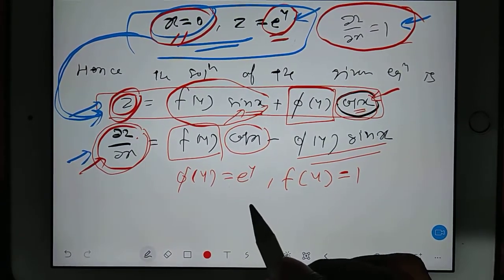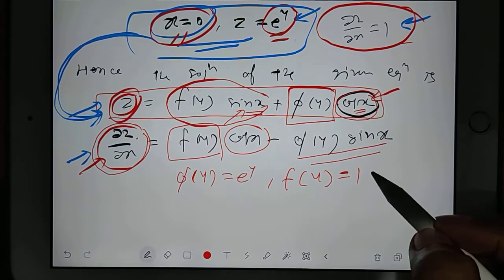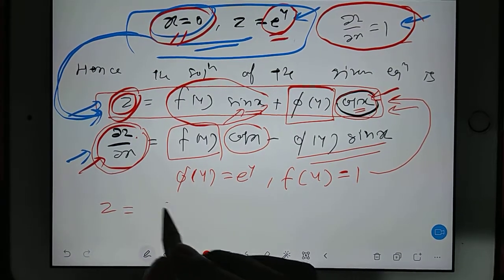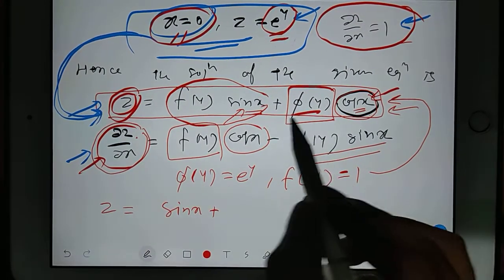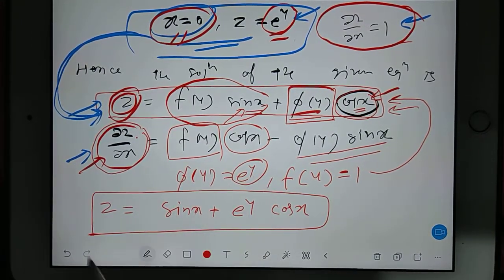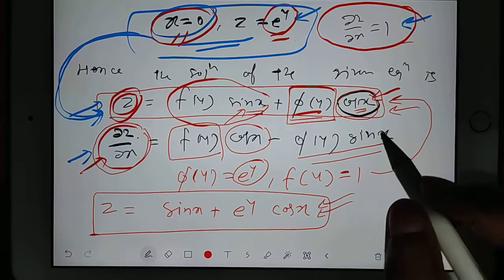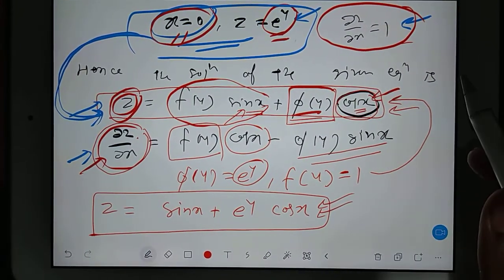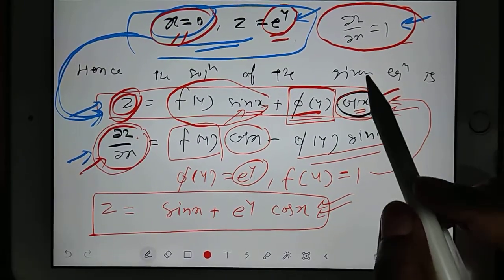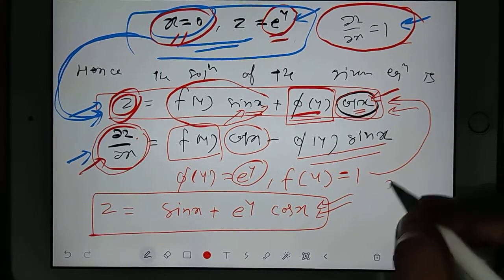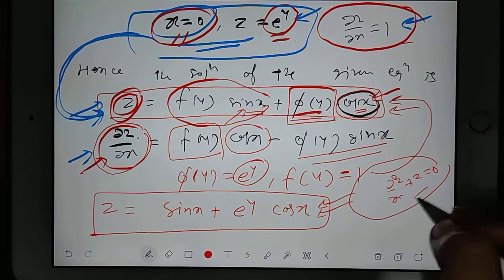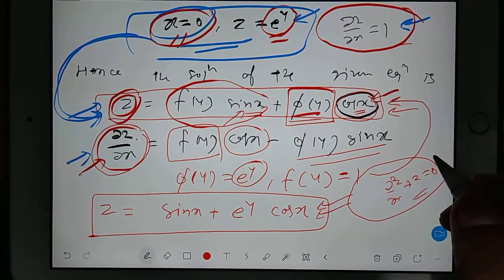Now I have the phi y and f y values, so I will replace these two values back into the general solution we have got here. So your z will look like sin x plus the phi y value, which is e power y, cos x. So this is your final expression. Here we got the answer just by integrating the function two times. I mean, we have not applied the integration formula. We knew that this kind of format, dou 2z by dou x square plus z equal to 0, already has a solution.